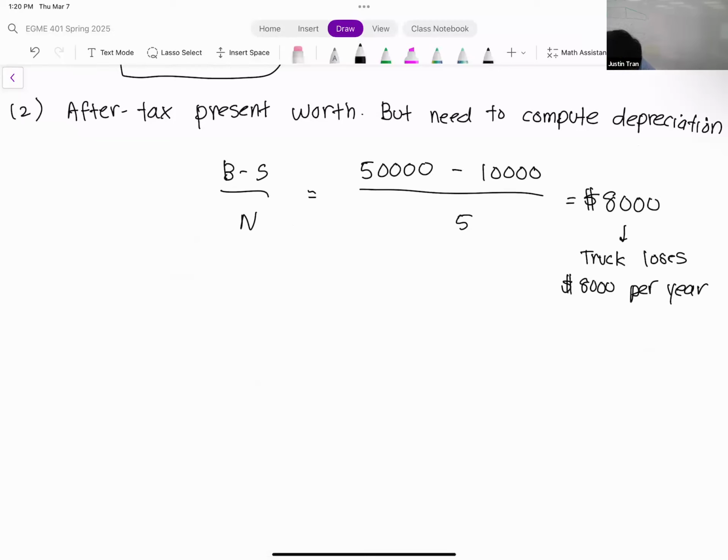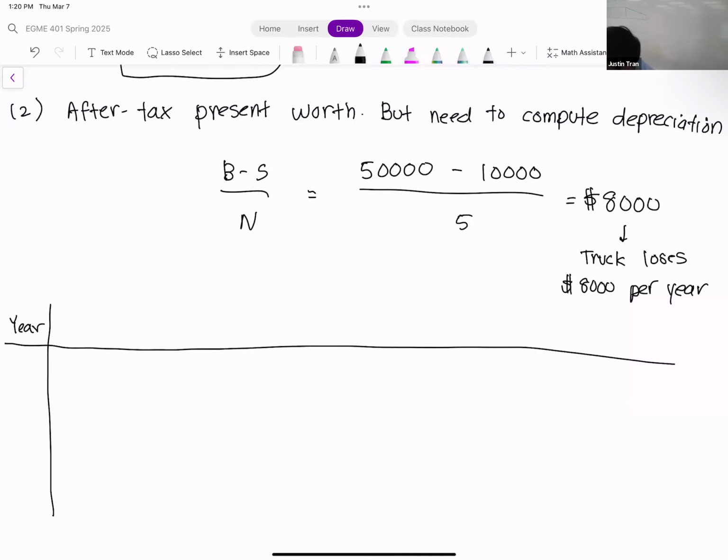Okay, so let's see what that looks like. I think right before we ended last time, we talked about doing this in table format. Typically with tax calculations, you want to do everything in a table. The first column of the table is going to be the year. The second column is going to be the before-tax cash flow.